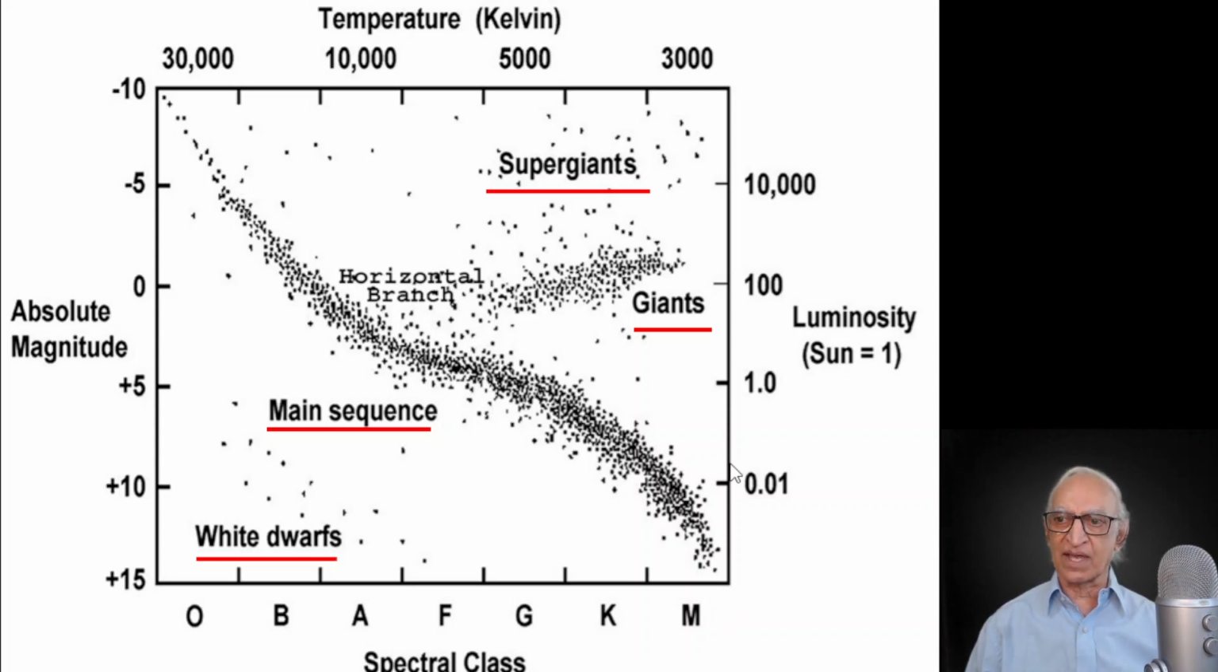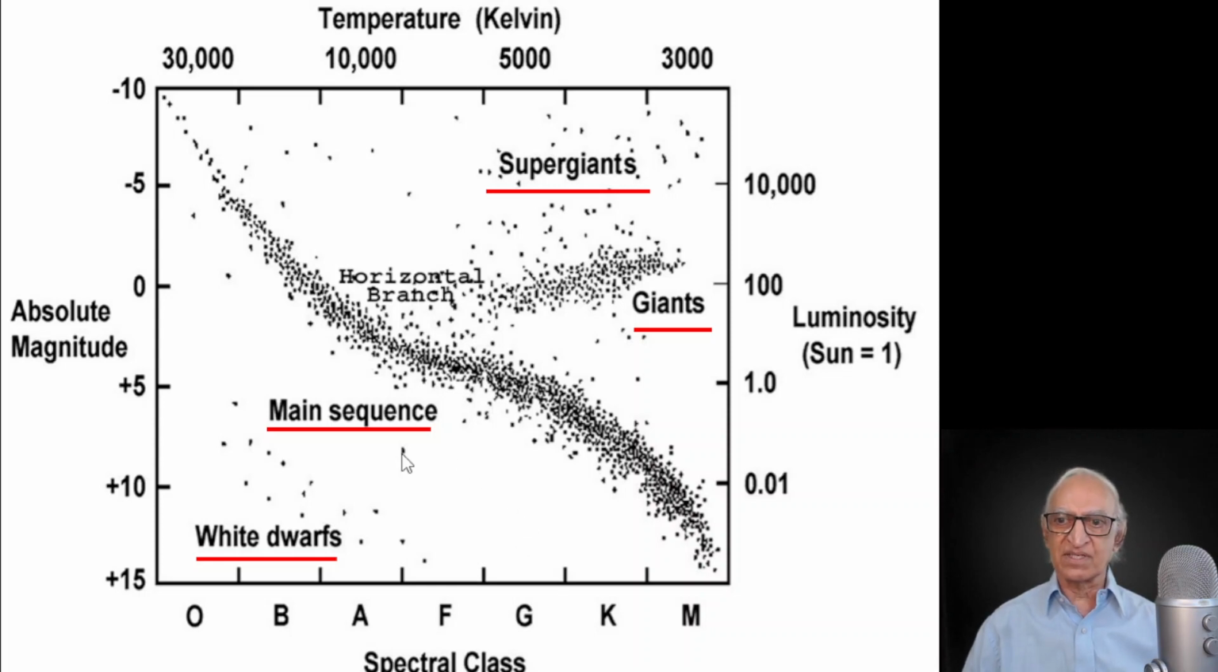What is plotted on the y-axis, I am showing you the right side of the y-axis, is the luminosity of the star increasing as we go up. What is plotted on the x-axis is the surface temperature of the star as we go from right to left. It's a strange convention that astronomers have adopted. Now what is shown in this plot are the locations of stars for which distances and therefore luminosities and surface temperatures have been determined from observations.